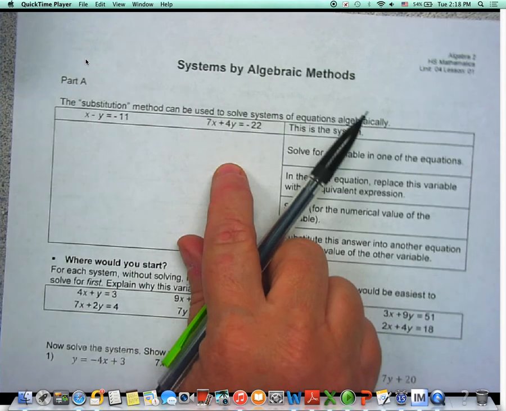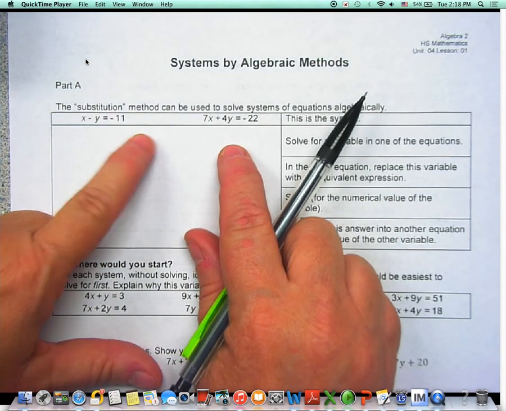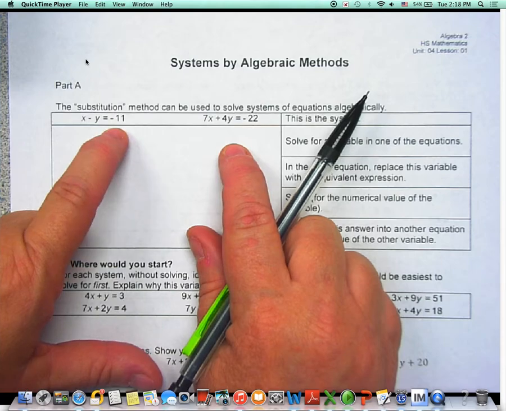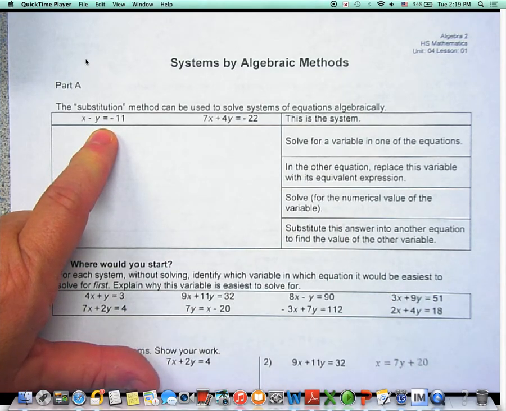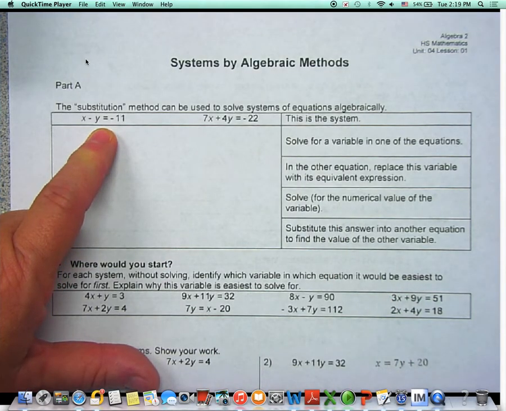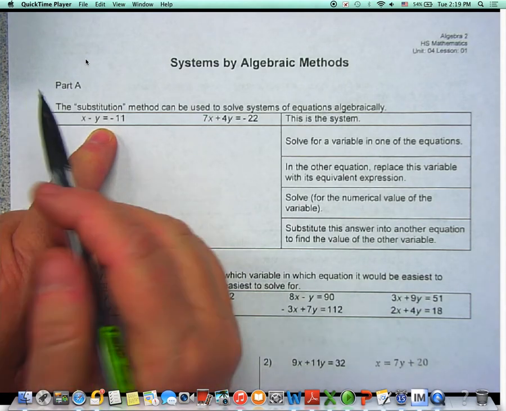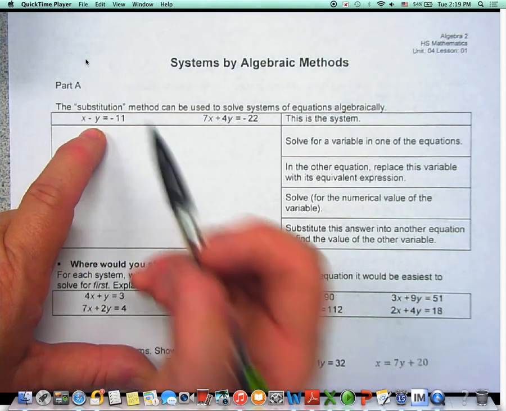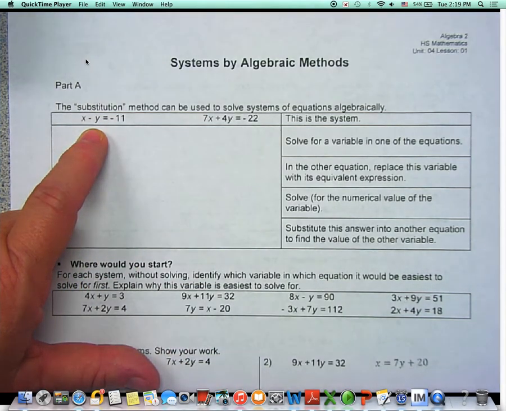So we have this system. We are going to solve it using substitution. Now, to do this, what does substitution mean? Replace. Put in something different, like you put a sub into a game, being on. Put a different person in. All right, so we're going to put in something different for x or y.